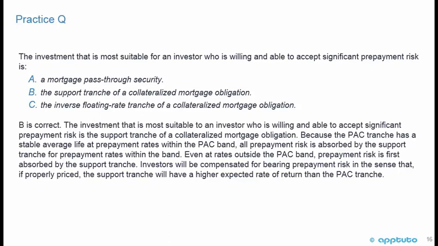Because the PAC tranche has a stable average life at prepayment rates within the PAC band, all prepayment risk is absorbed by the support tranche for prepayment rates within the band. Even at rates outside the PAC band, prepayment risk is first absorbed by the support tranche. Investors will be compensated for bearing prepayment risk in the sense that, if properly priced, the support tranche will have a higher expected rate of return than the PAC tranche.